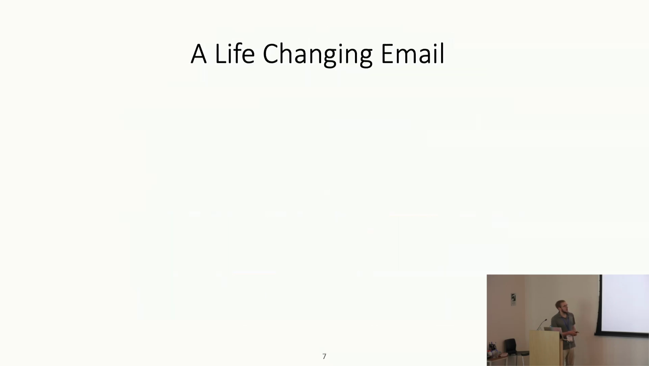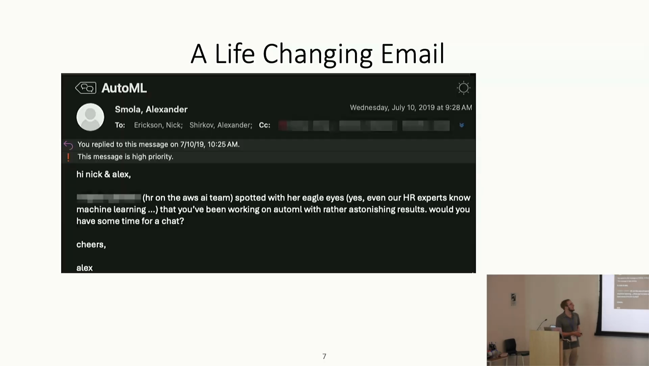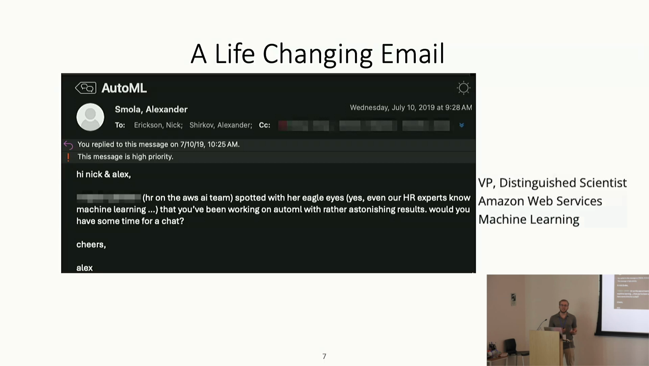So after that sequence of events, I received a life-changing email. It was from someone named Alexander Smola, who said that he had noticed that we had been working on AutoML with pretty good results and wanted to chat. So who is Alex Smola? Well, he's a VP and distinguished scientist at Amazon Web Services in machine learning.